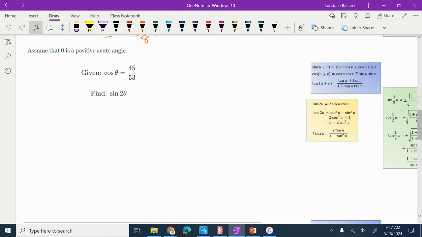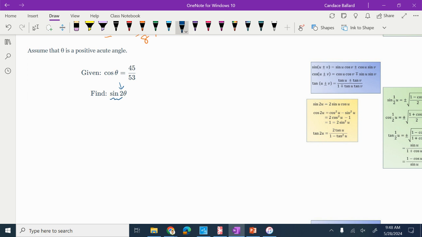In this video, we're going to assume that theta is a positive acute angle and that we are given that the cosine of theta is 45 over 53. It wants me to find the sine of 2 theta. I know that this is a double angle because it's multiplying the 2 by the theta. What I really need to do is just figure out which formula it matches up for.